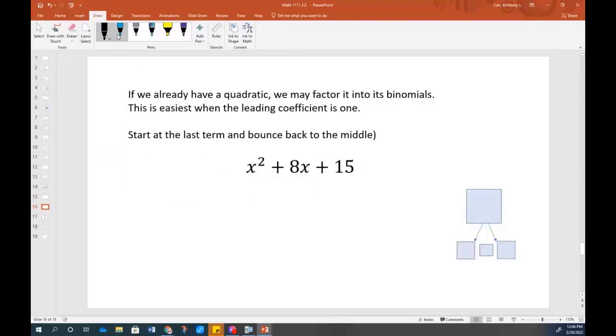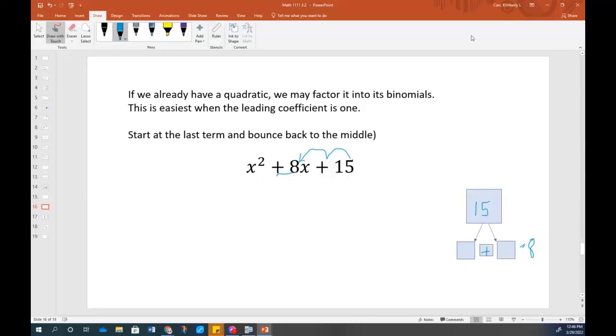Just going through the review of factoring, what is it that I've been doing to figure this out? And you've heard me saying it, but what you want to do is, if your leading coefficient is 1, start at the back and just bounce forward. So you'll hear me say what multiplies to 15 but adds to give me 8. That is what I'm doing with that last term, and then bouncing backwards to the front. Now it is a positive 8 because of this plus here.